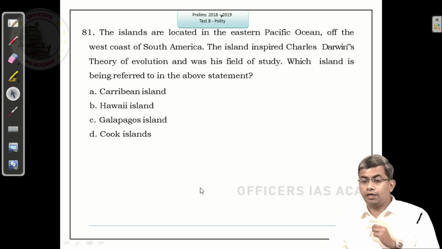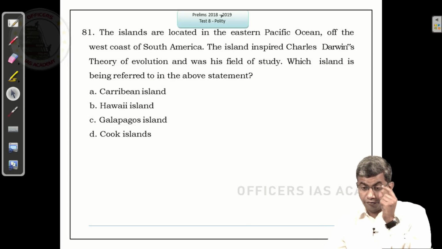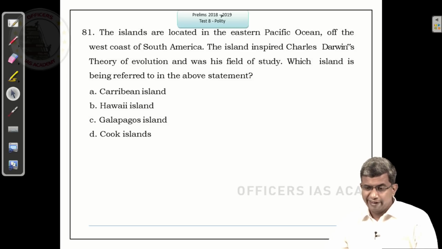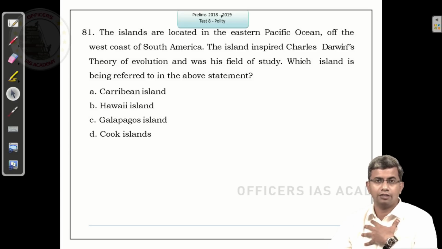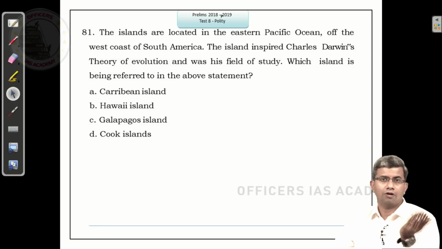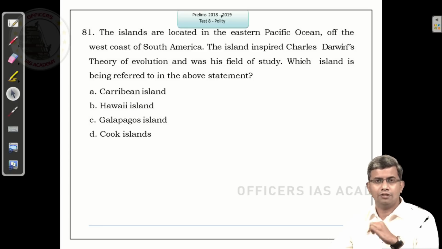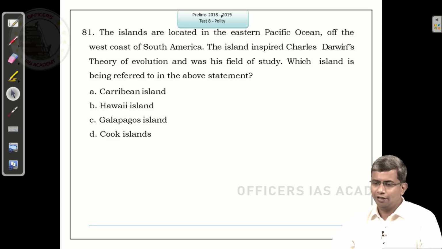The islands are located in the eastern Pacific Ocean off the west coast of South America. The island inspired Charles Darwin's theory of evolution and was his first field of study. Again, very close to my heart because I teach anthropology here. So Charles Darwin's theory of evolution, organic evolution, is still the undisputed theory of evolution. Which island is being referred to in the above statements?